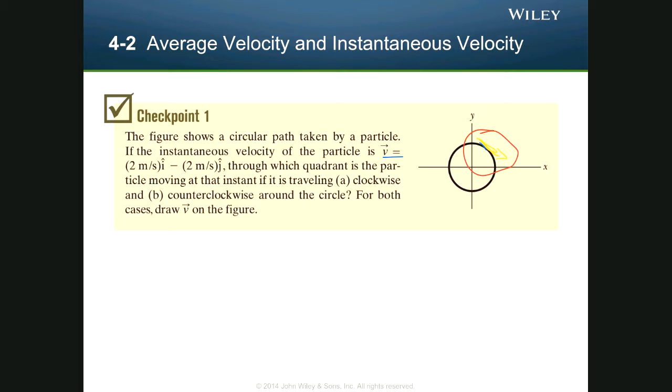You'll notice we go down in Y and positive in X. From our tail, we go down, that gives us our negative j-hat component, and we go positive in the X direction. That gives us our positive component here. Very good. We're going to see that B, if we're moving counterclockwise, is correct, but I don't want to get to B yet. I want to be sure you see what we're talking about with A first.